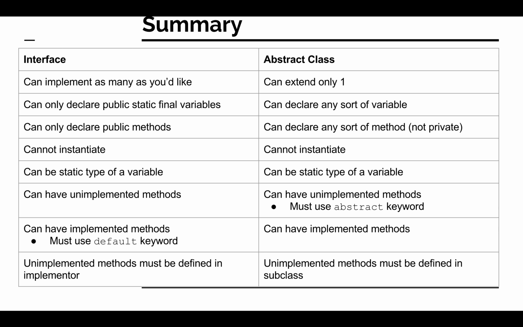Summary. Big chart. Interfaces can implement as many as you'd like. Abstract classes can extend only one. Interfaces can only declare public, static, final variables. Abstract classes, any variables. Interfaces can only declare public methods. Abstract classes can declare any methods, except for private.